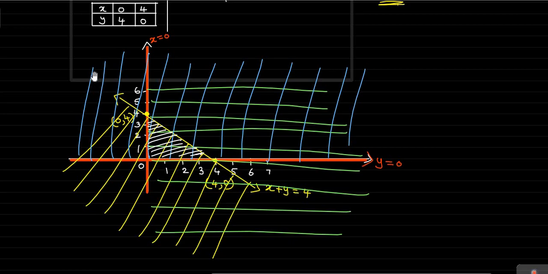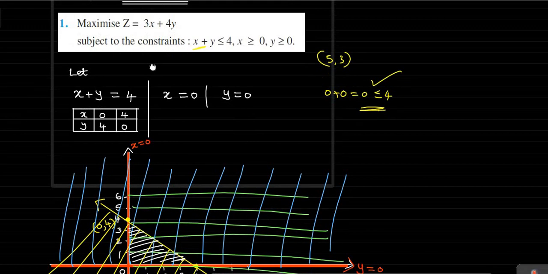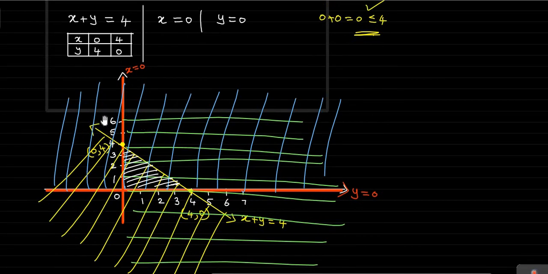Okay. So the given Z is basically feasible. Feasible means a solution exists. And you can see the common solution is in the closed figure we are getting. So it is bounded. Okay.